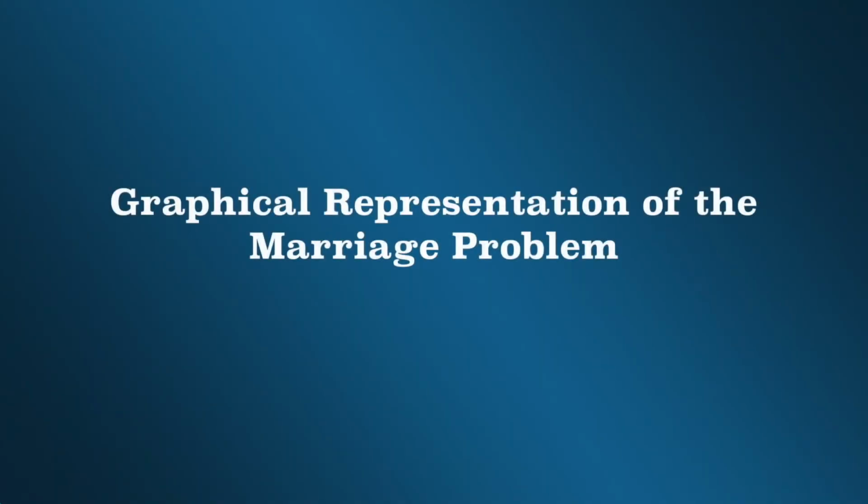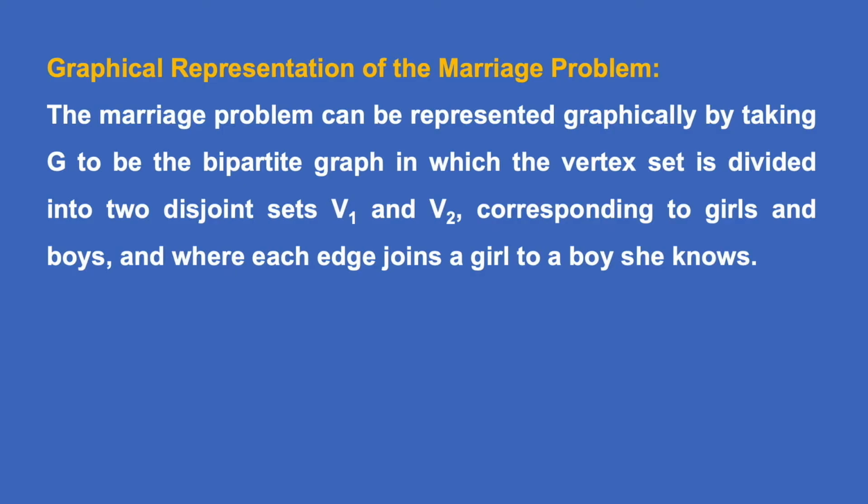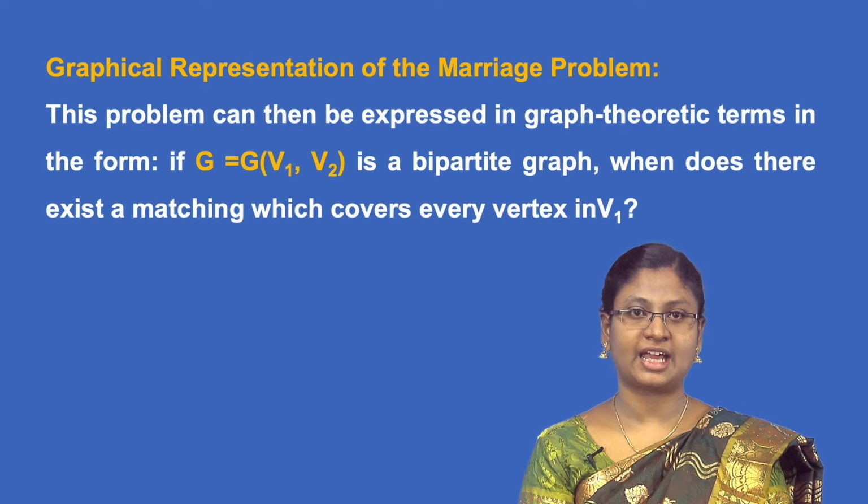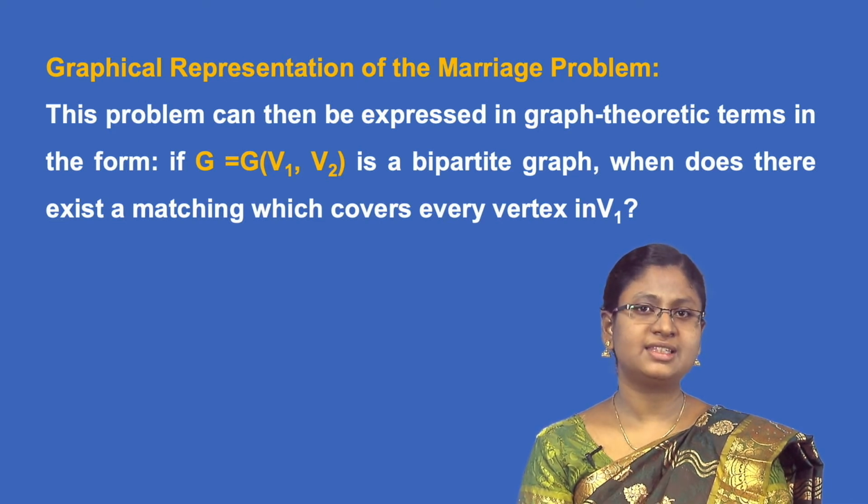Next, let us see the graphical version of this theorem. Graphical representation of the marriage problem. The marriage problem can be represented graphically by taking G to be the bipartite graph in which the vertex set is divided into two disjoint sets V1 and V2 corresponding to girls and boys, and where each edge joins a girl to a boy she knows. This problem can then be expressed in graph theoretic terms in the form: if G equals G of V1, V2 is a bipartite graph, when does there exist a matching which covers every vertex in V1?